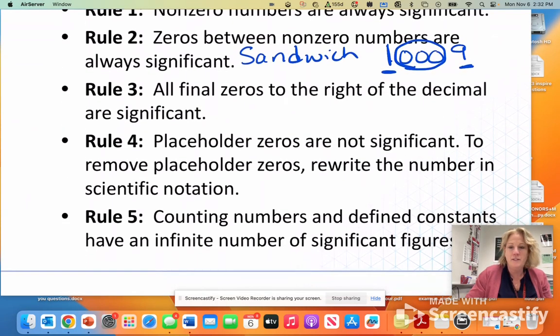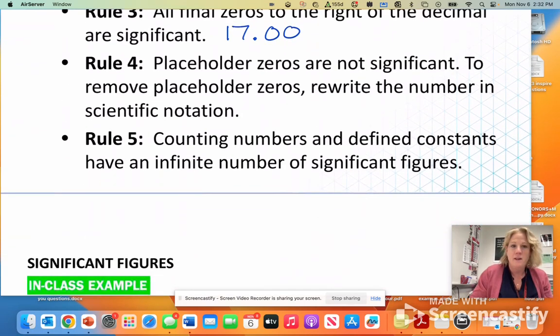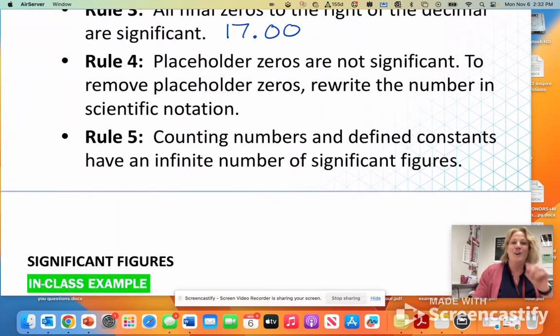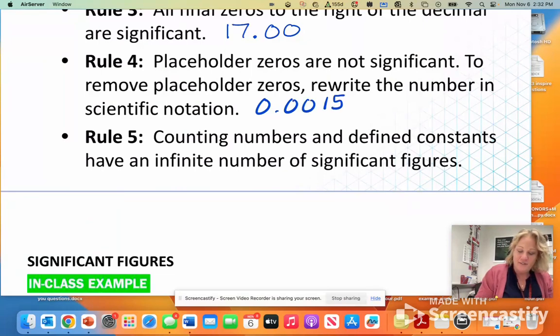All final zeros to the right of the decimal are significant. So for example, 17.00, those two zeros are significant. And then we have rule 4 that placeholding zeros are not significant. So if I have 0.0015, these are not significant. I call those leading zeros, and they are just placeholding.